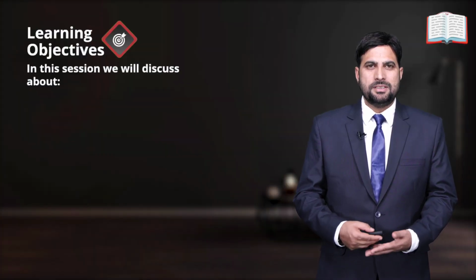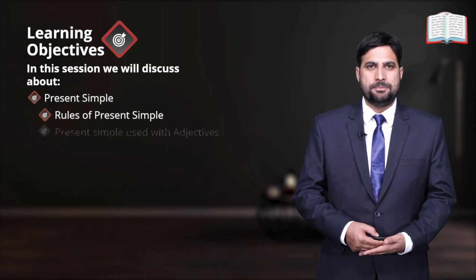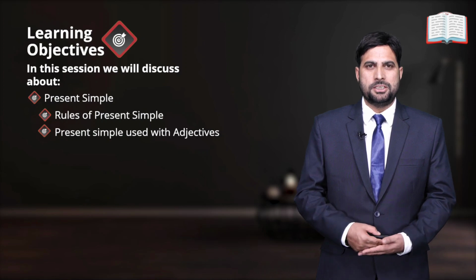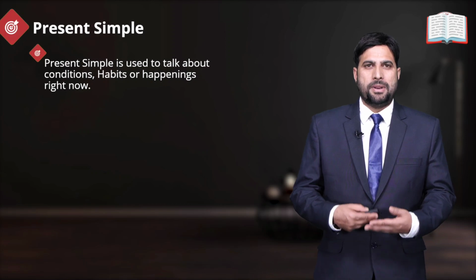Present simple. Learning objectives. In this session, we will discuss present simple, rules of present simple used with adjectives, usage. Now let us begin with the definition of present simple. What is present simple? Present simple is used to talk about conditions, habits, or happenings right now. Present simple is also used for universal truth, habitual actions, facts, commentary, quotes, idioms, phrases.